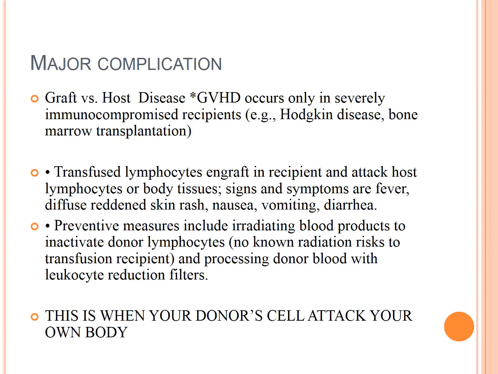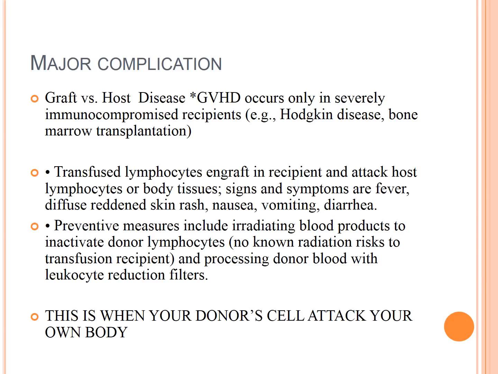Okay, so some common signs and symptoms: initially they may present with a reddened rash on the palms of their hands and soles of their feet, and then it starts to spread systemically all throughout their body, so it becomes a diffuse rash. They have a fever. They may exhibit some nausea, vomiting, and diarrhea. Just remember that these cells that were just transfused into this patient are now attacking the patient's body.